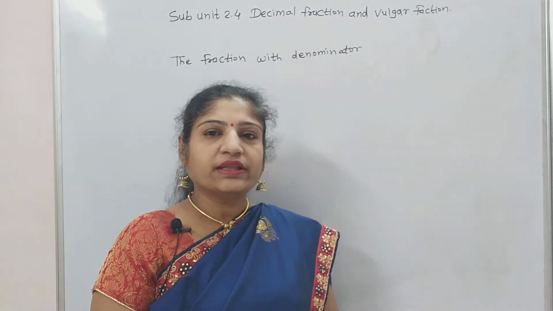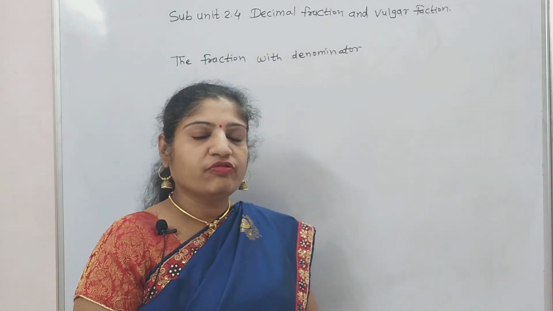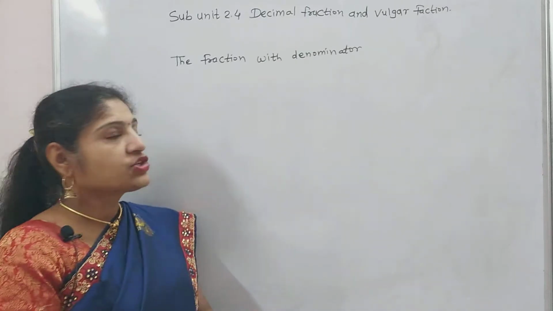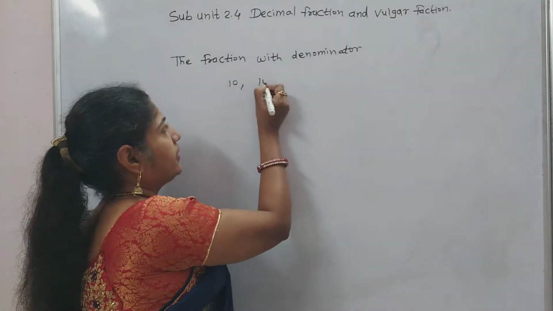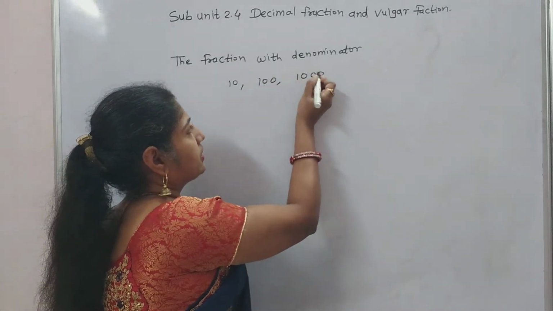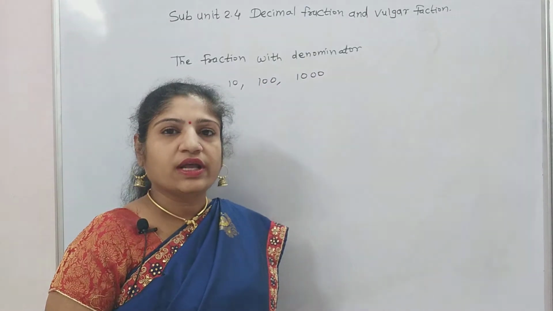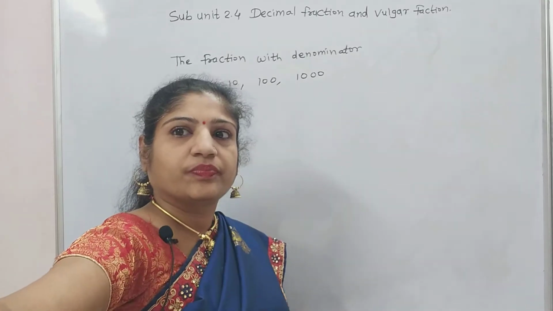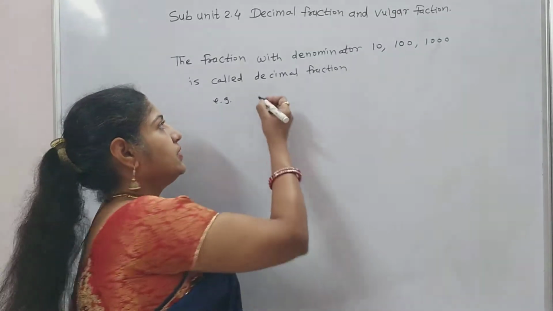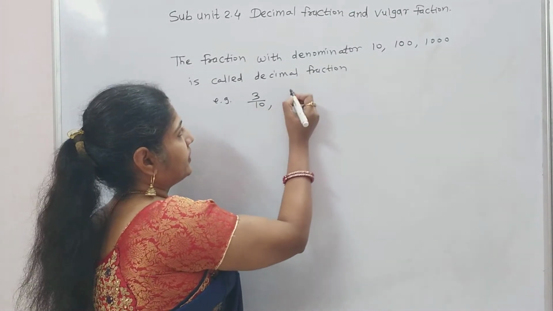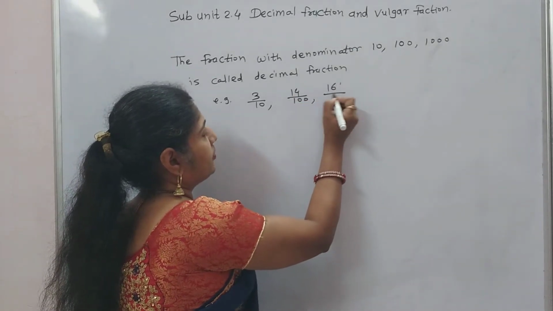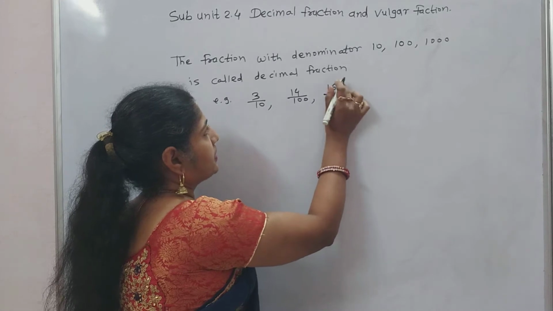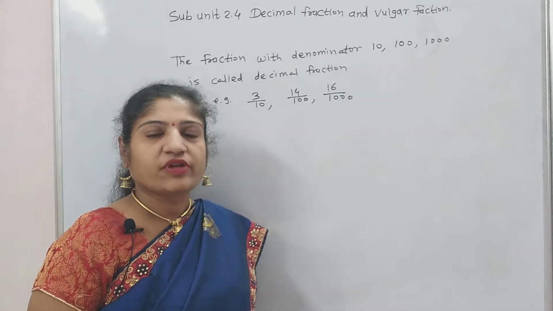Now what is meant by the decimal fraction? If the fraction has the denominator 10, 100, or 1000, then the fraction is called a decimal fraction. For example, 3 upon 10, 14 upon 100, 16 upon 1000. These are decimal fractions.